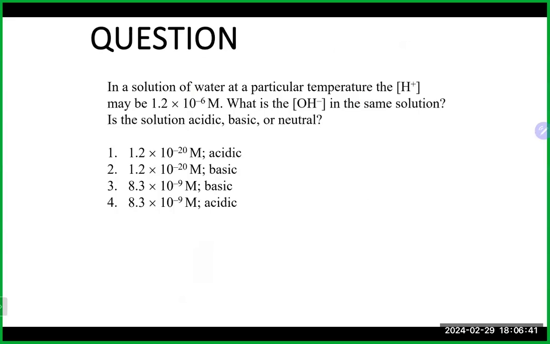What is the OH minus in this solution, and is it acidic, basic, or neutral, if we have an H plus concentration of 1.2 times 10 to the minus 6? Okay, so we have the H plus concentration given to us of 1.2 times 10 to the minus 6. We are looking for the hydroxide concentration. So once again, this is going to be our KW.